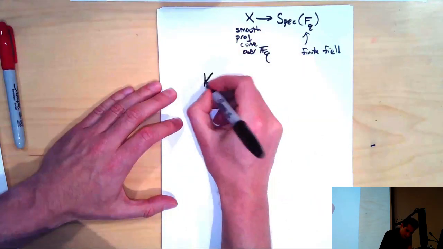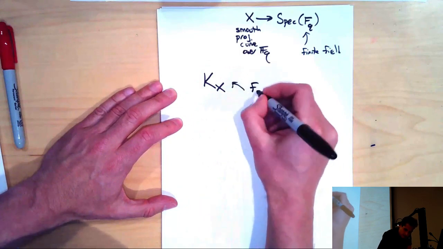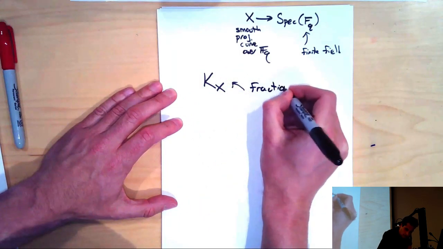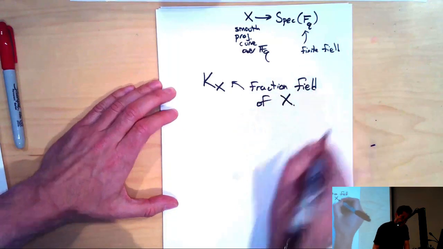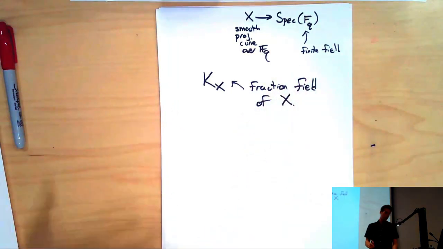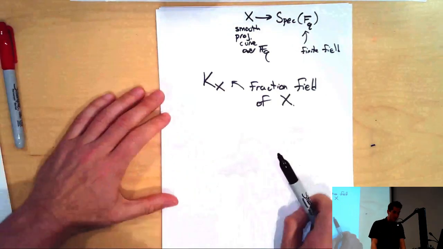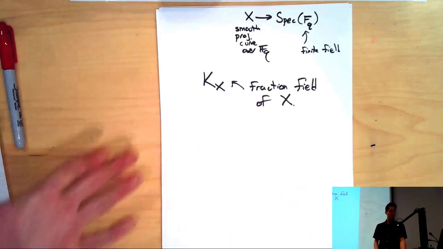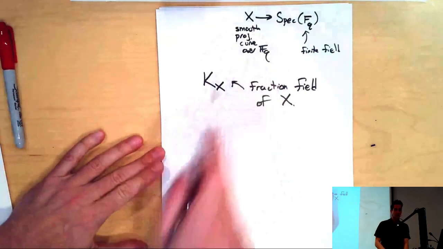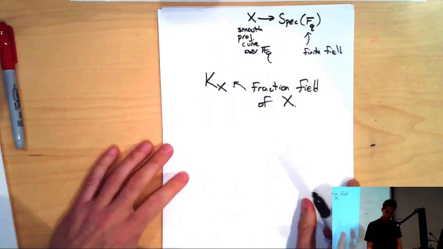And I'm going to write K_X for the fraction field of X. And so this fraction field determines the algebraic curve X up to isomorphism and vice versa. And so a field which arises in this way is called a function field. And the data of a function field is really the same as the data of this bit of algebraic geometry, of an algebraic curve over a finite field.